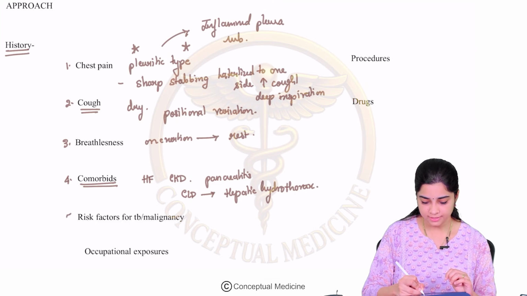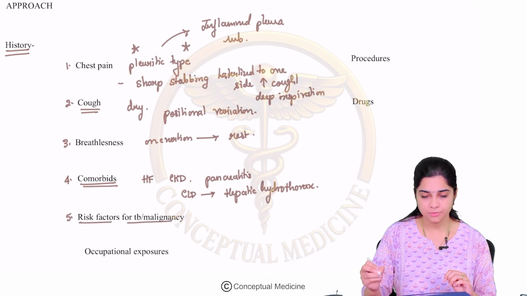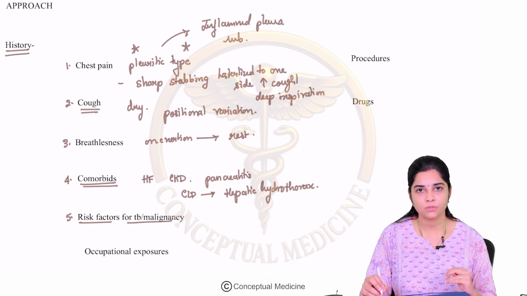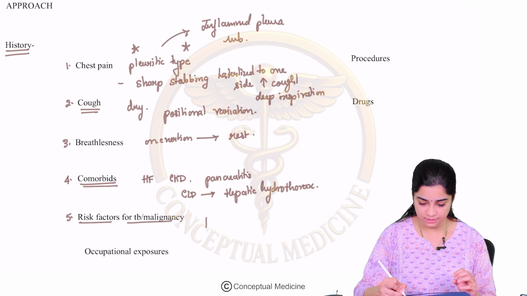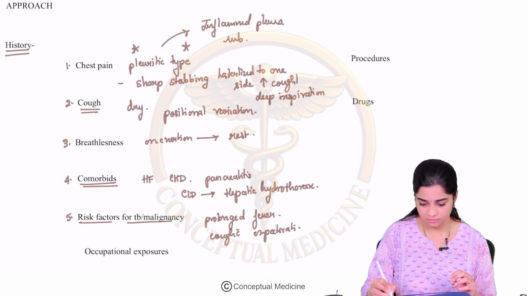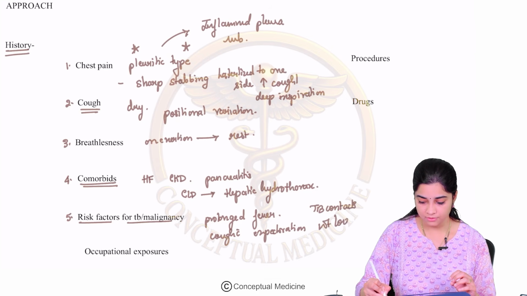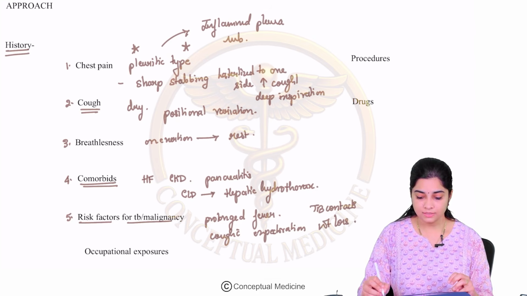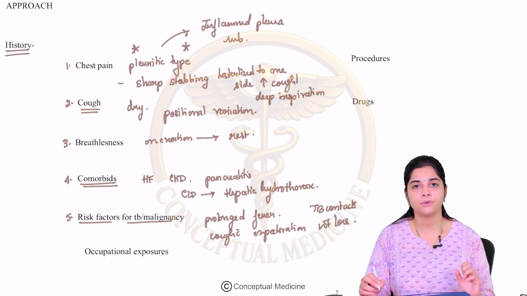Then you have to screen for risk factors for tuberculosis and malignancy. What will you ask for this? You will ask for history of prolonged fevers, history of cough with expectoration, history of TB contacts especially at home, history of weight loss, right? So this is all about risk factors for TB.